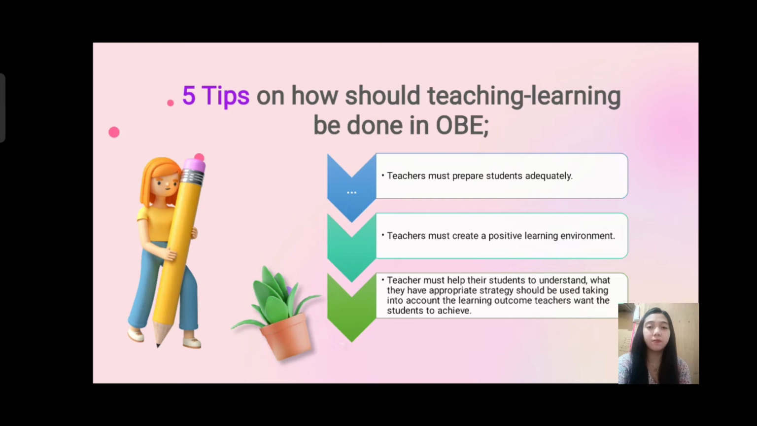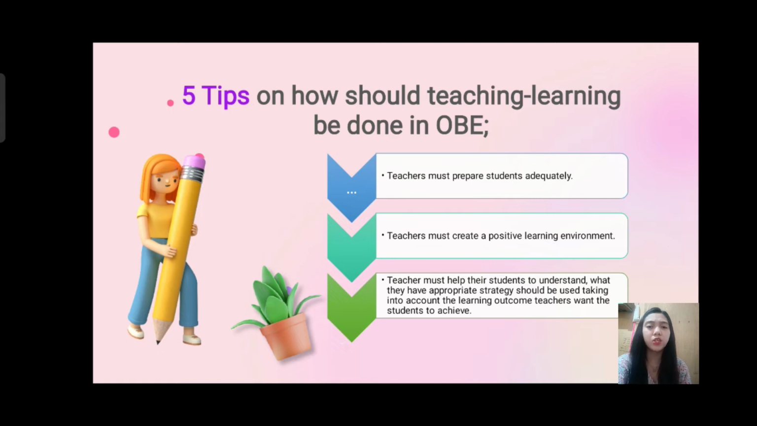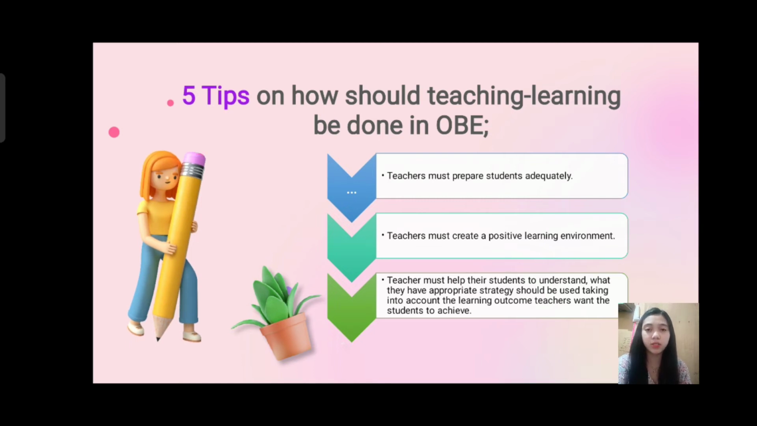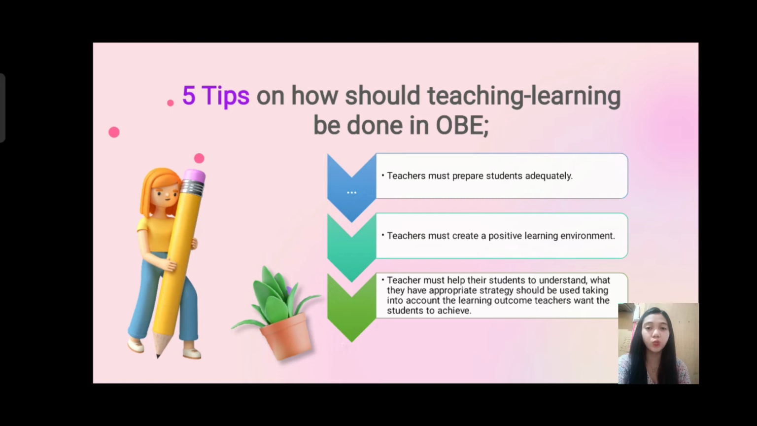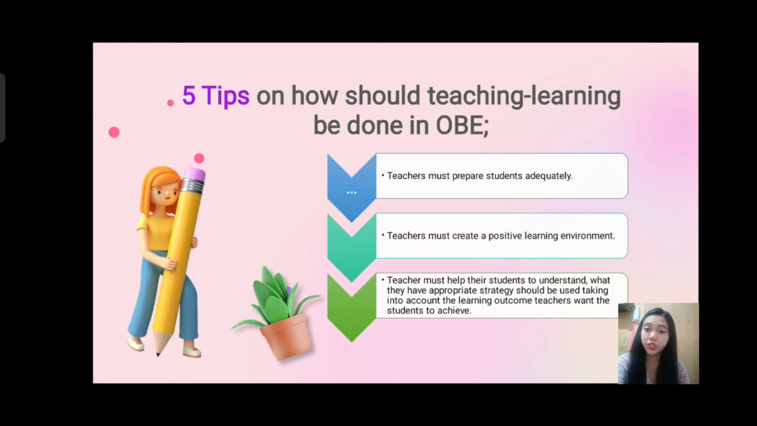So next, teachers must help their students to understand. So it is important to make the students understand what the teacher wants to achieve and what the learning outcomes are that they need to accomplish at the end of the lesson. The teacher as well must make the students understand what to learn and why they should learn it.